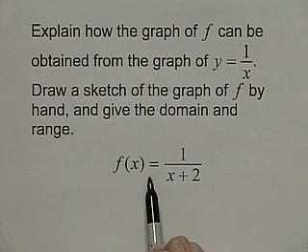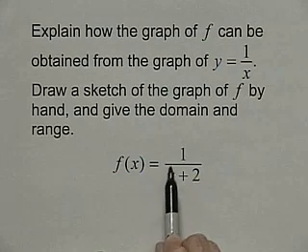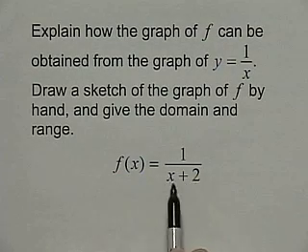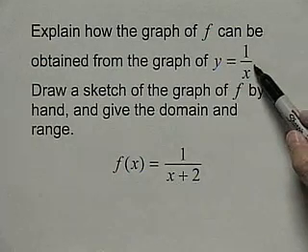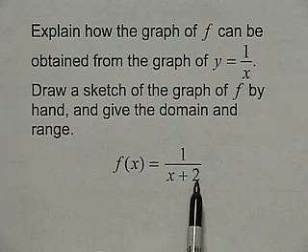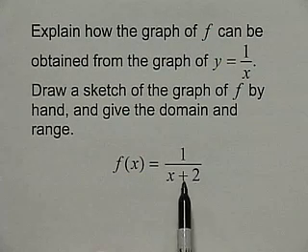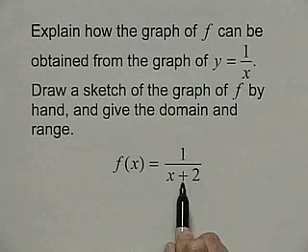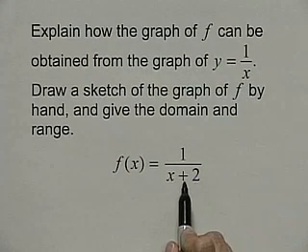And the graph f that we want to talk about is the function 1 over x plus 2. Well, first let's determine how this is obtained from this function. The graph f is a shift of 2 units to the left of the function 1 over x. What that means is the vertical asymptote of this function 1 over x plus 2 is going to be the line x equal negative 2.